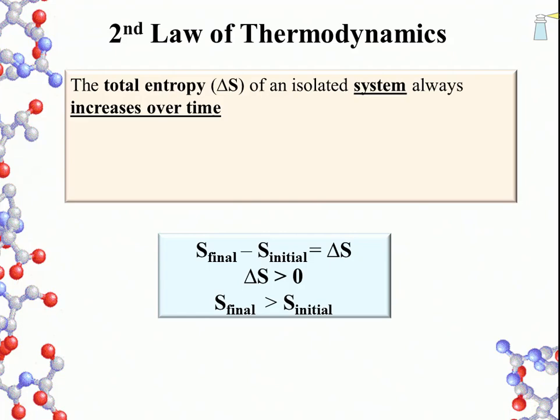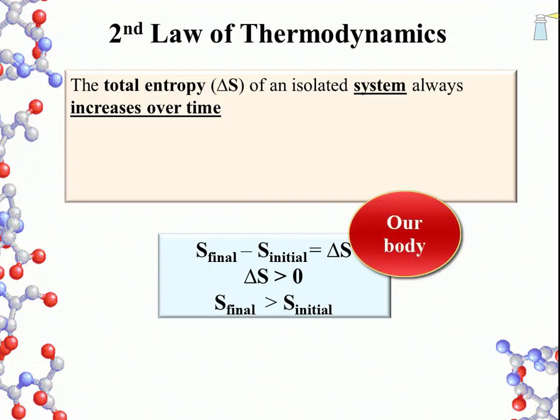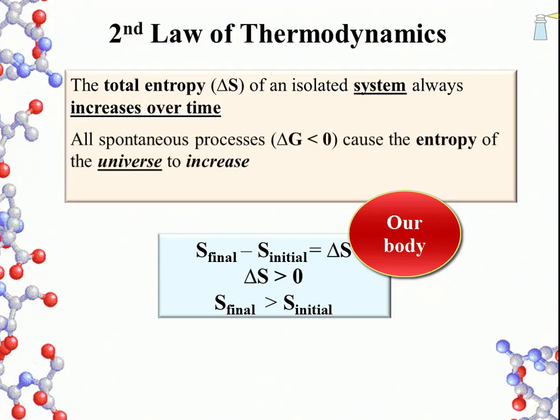Now, on a deeper reflection, that may seem to be at odds with all the order we see in the world. Our bodies are greatly ordered systems. So how is this reconciled with the second law that has everything becoming more disordered? Well, all spontaneous processes, delta G less than 0, cause the entropy of the universe to increase. This works just fine for processes that do create disorder. But it also allows some systems to become ordered. At the same time, the surroundings become more disordered.